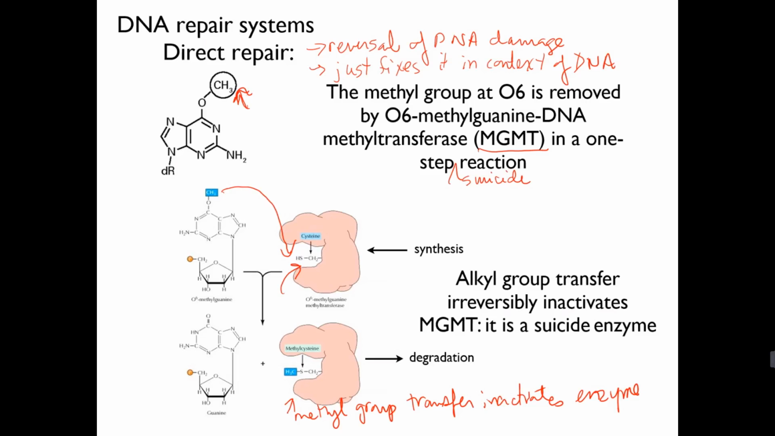And of course, you might imagine there could be consequences if, for example, you're considering treating someone, say a cancer patient, with an alkylating agent. You might want to consider what their normal cellular capacity might be to repair that kind of DNA damage.